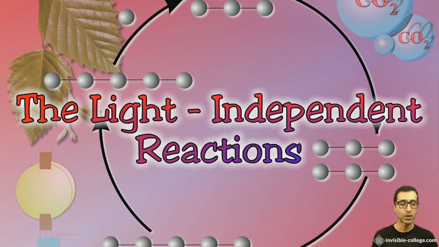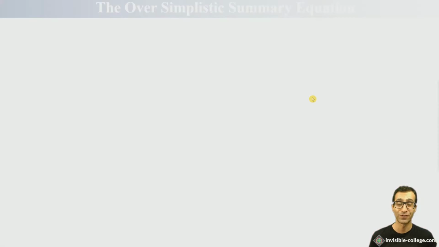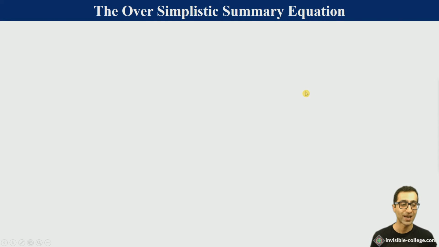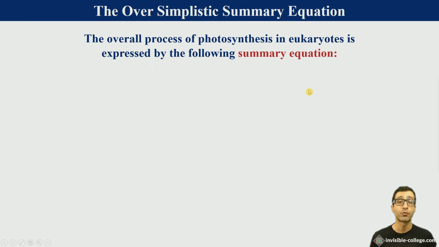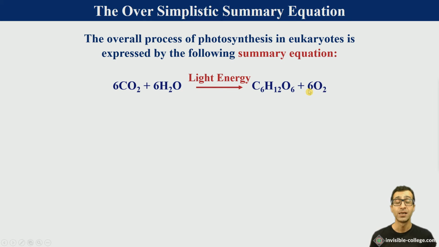Now, all of you hopefully will recall that at GCSE level, the only biochemistry of photosynthesis that you would have been made familiar with is the overall summary equation to represent photosynthesis. Now, this is incredibly oversimplistic, as many of you have realized during the course of your A-level course. So the overall process of photosynthesis in eukaryotes can be expressed by that summary equation. However, this is an incredibly simplified representation.